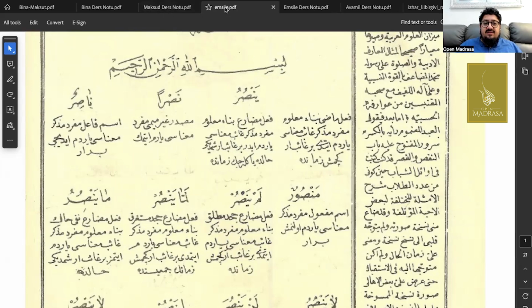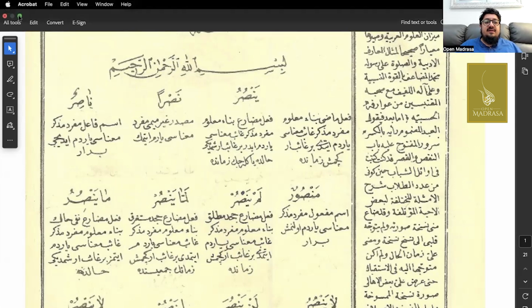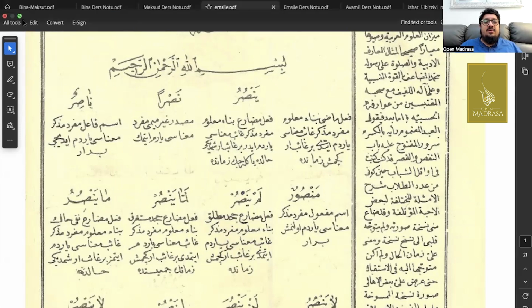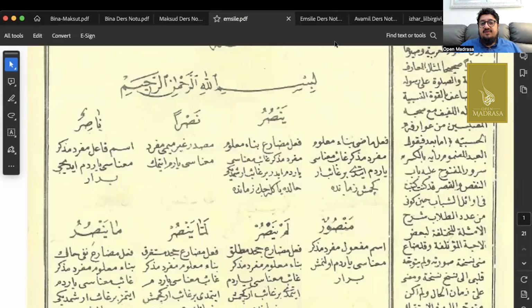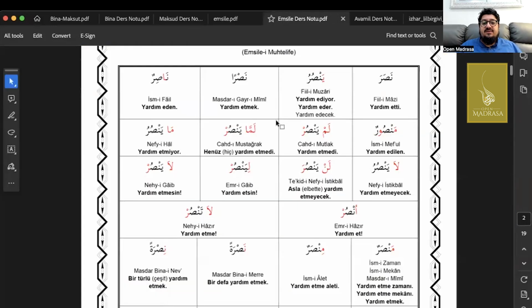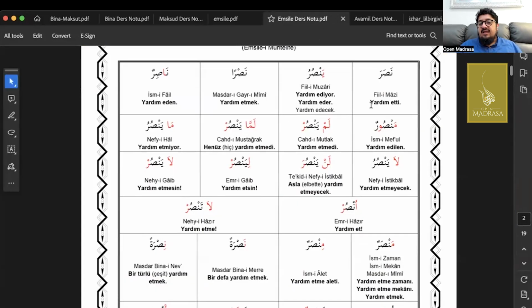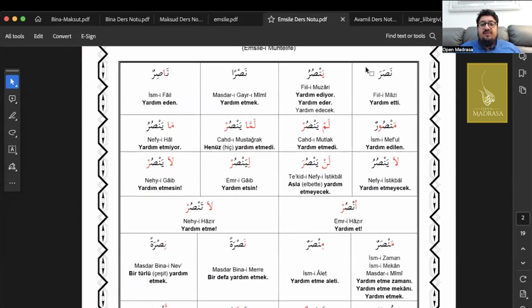Now there are modern translations of the Amthila. For example, you can see here. Now, as you can see, they haven't done a complete translation. They've just said Fe'le Mazi yardım etti. That's all they said. Yardım etti. But all of the other details that were there in the Ottoman Turkish are not there.